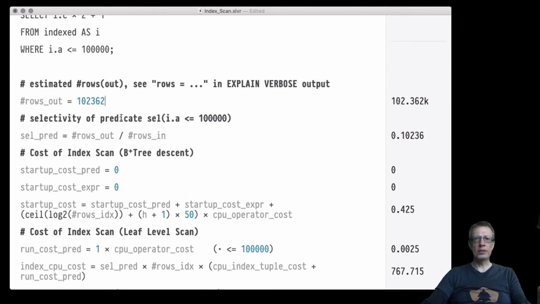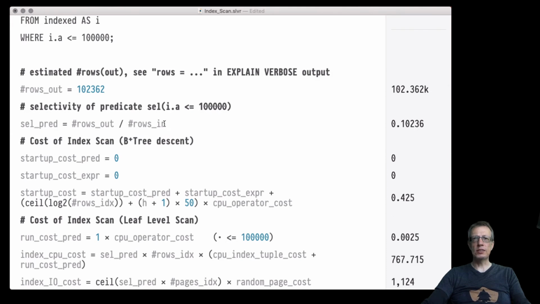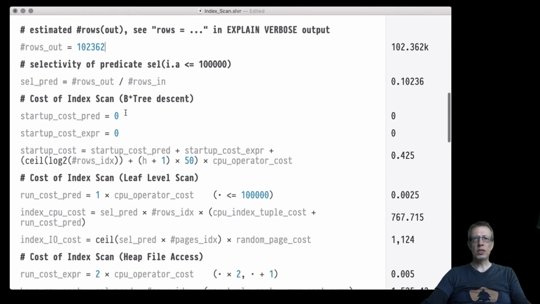Everything else follows from our discussion on the slides. The cost formula on the slides, I've just transformed it into this interactive calculator format here. We can assess the selectivity of the predicate, which would be again about 10% here. There would be the startup cost of the predicate and the expression, and they would be both 0 because there is no subquery involved, nothing like that.